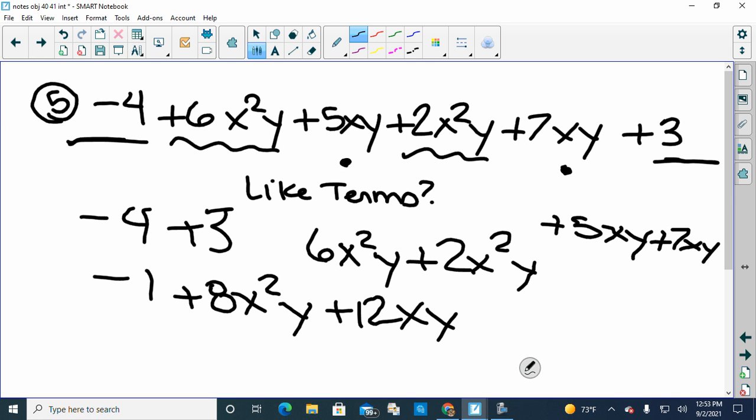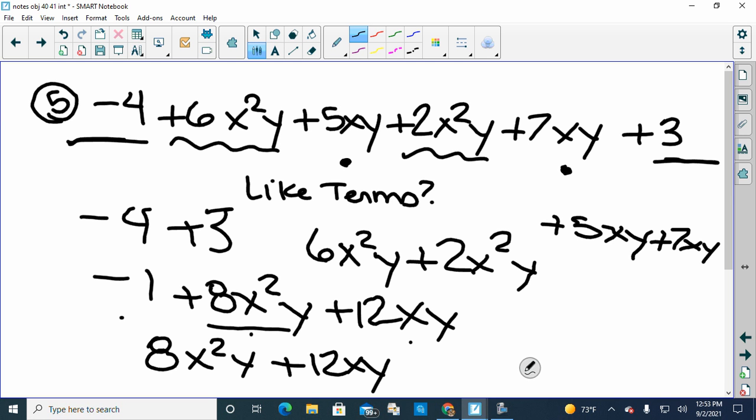Okay, so alphabetical, well, I have 2 of them that have an xy and an xy. So the first one that has to be written is the largest exponent. So I'm writing this one first because this has a 2 and this one has a 1. So 8x squared y is my first one. Then down to the next one, so plus 12xy, and then down to where there is no exponent.